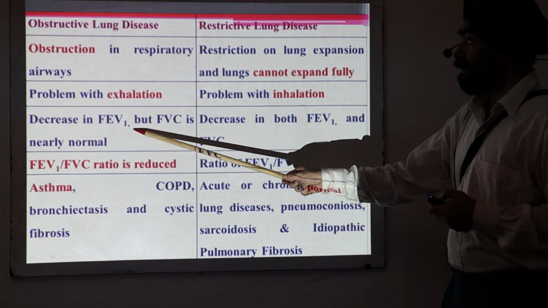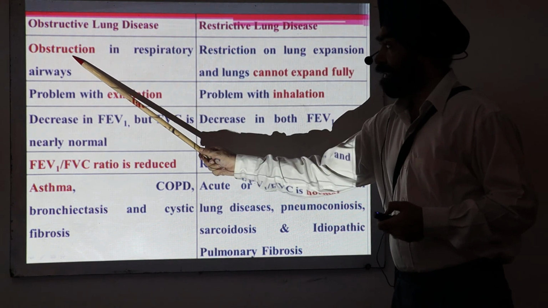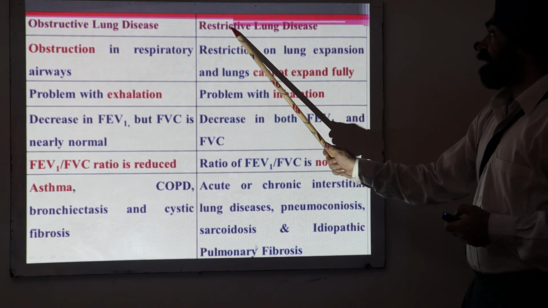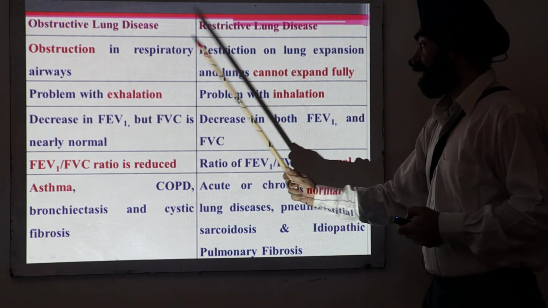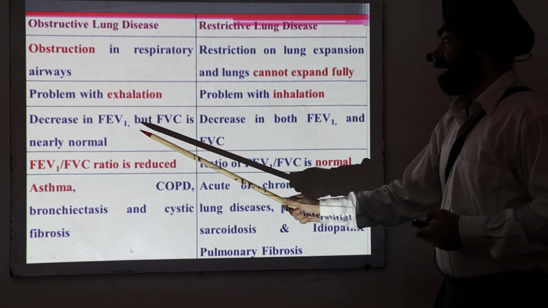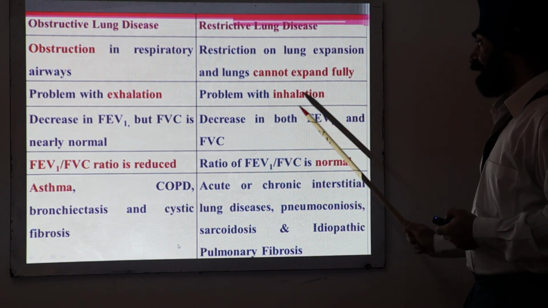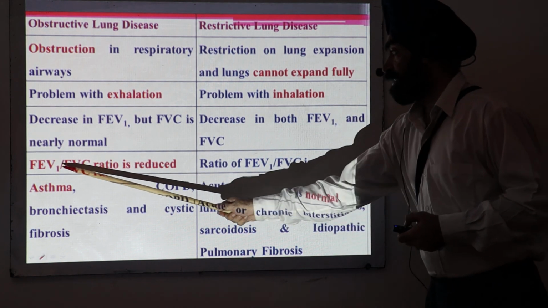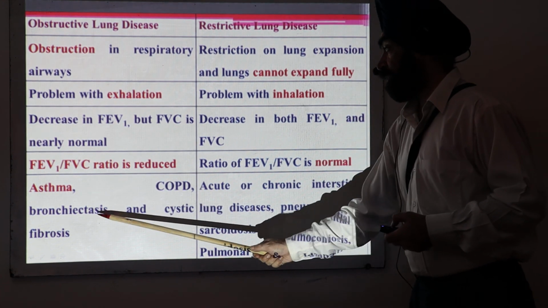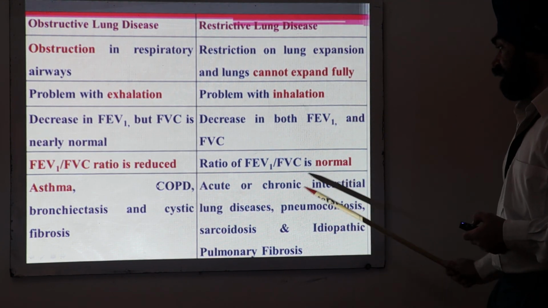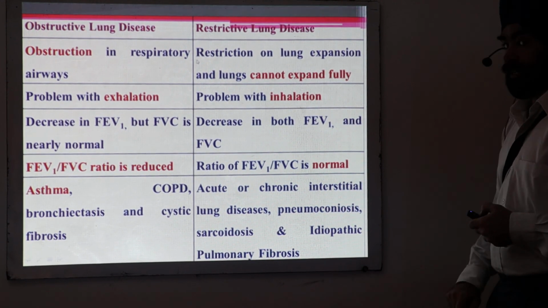So this is the difference between the obstructive and restrictive lung diseases. In one there is obstruction, in the other there is restriction because of stiffness. The problem is exhalation in one, inhalation in the other. Decrease in FEV1 but FVC is normal, versus decrease in both FEV1 and FVC. Ratio is reduced, versus ratio is normal. Examples: asthma, COPD, bronchiectasis, cystic fibrosis; versus interstitial lung diseases, pneumoconiosis, sarcoidosis, and pulmonary fibrosis.